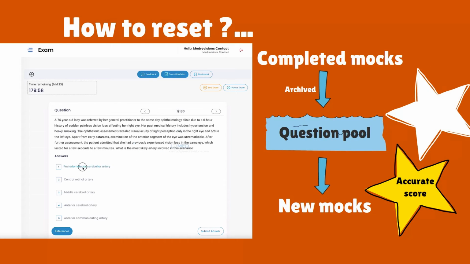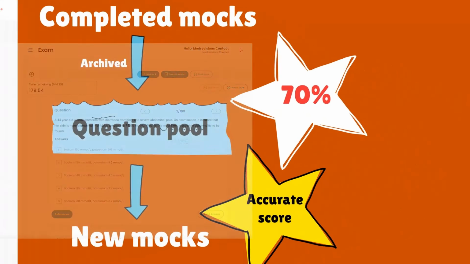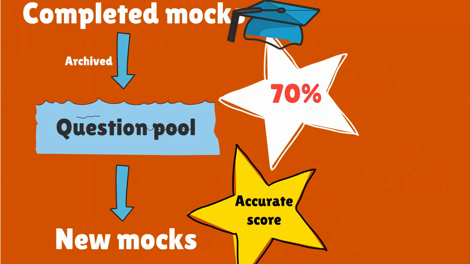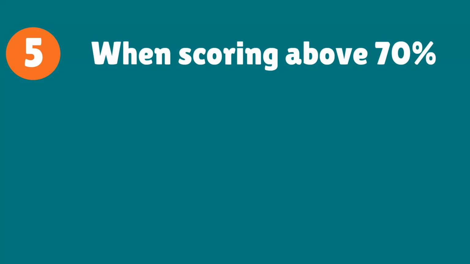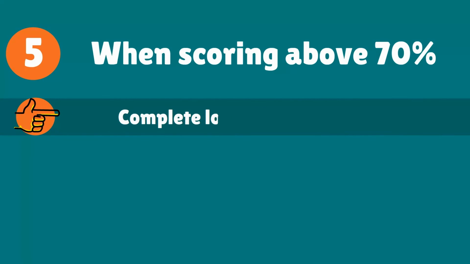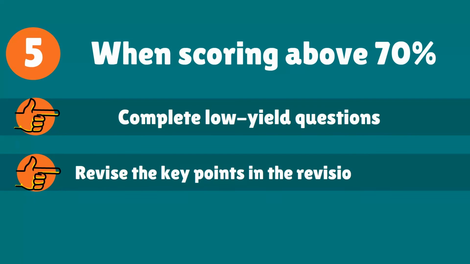In your mock exam, target an average score of 70% or more. We understand that repetitive learning is important to get used to the exam question pattern and to master the basic concepts behind a clinical question. Therefore, we enabled unlimited mock exam resets to help you achieve this. When you start scoring above 70% in your mock exams, complete the remaining low-yield questions, and if needed and time is available to you, you can revise the key points in the revision note again.